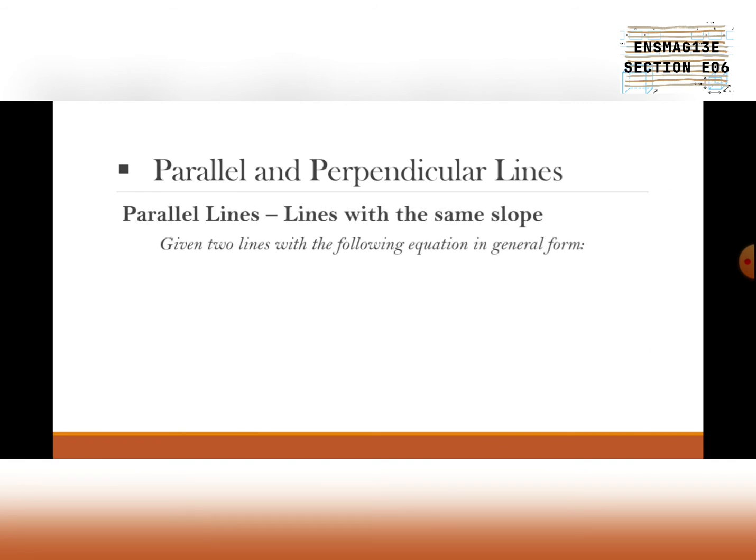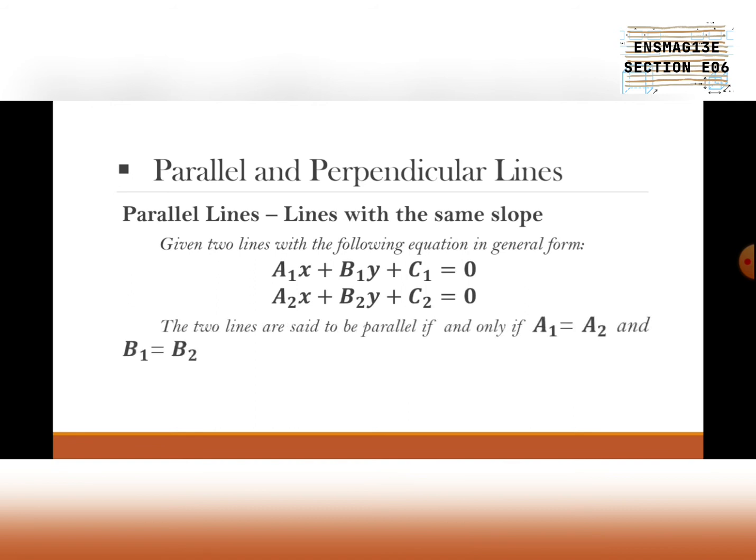If we are given the equations in general form, a sub 1 x plus b sub 1 y plus c sub 1 is equal to 0, and a sub 2 x plus b sub 2 y plus c sub 2 is equal to 0, the two lines are said to be parallel if and only if the value of a1 is equal to the value of a2, and the value of b1 is equal to the value of b2.